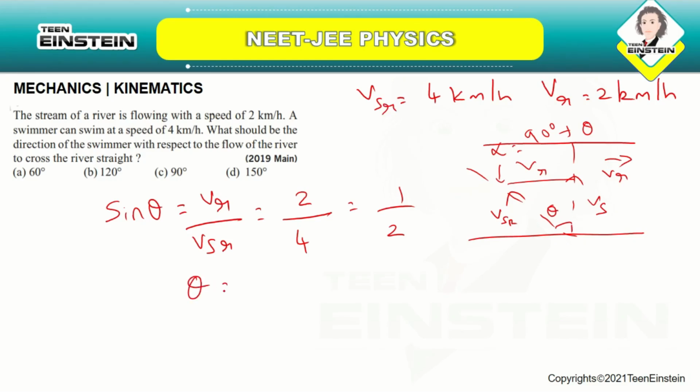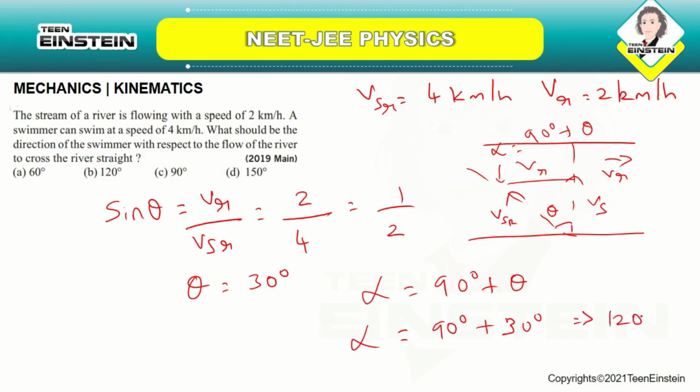And if you solve this, theta will be equal to 30 degrees, because sin inverse of 1 by 2 is 30 degrees. So, you have to find out what alpha is. Alpha will be equal to 90 degree plus theta. So, alpha will be equal to 90 degree plus 30 degree, which is equal to 120 degree.